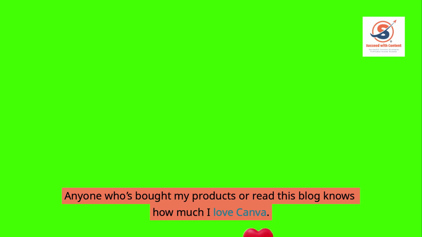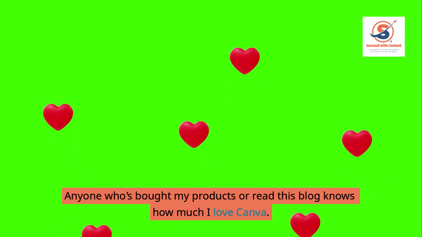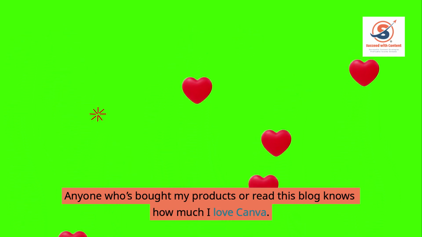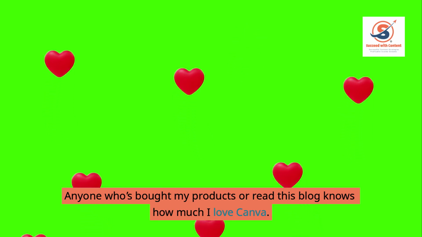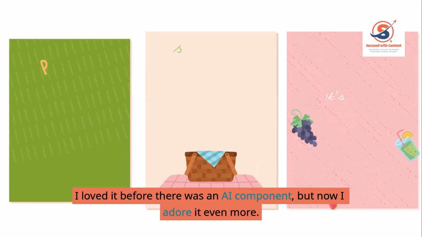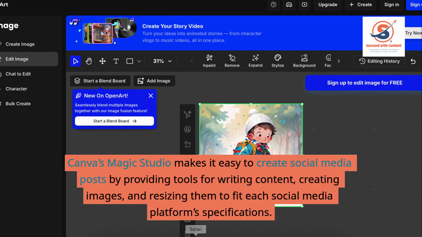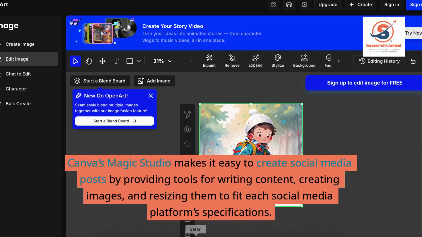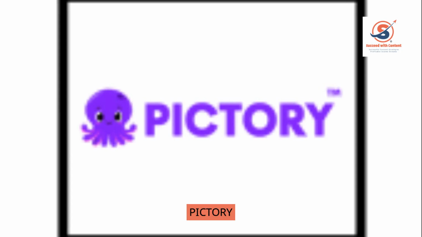Best AI tools for social media content. Here are some of my favorite AI tools for social media content. Canva. Anyone who's bought my products or read this blog knows how much I love Canva. I loved it before there was an AI component, but now I adore it even more. Canva's Magic Studio makes it easy to create social media posts with tools for writing content, creating images, and resizing them to ensure that they fit each social media platform's specifications.